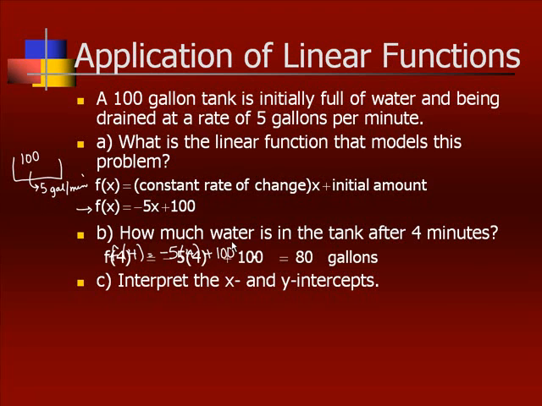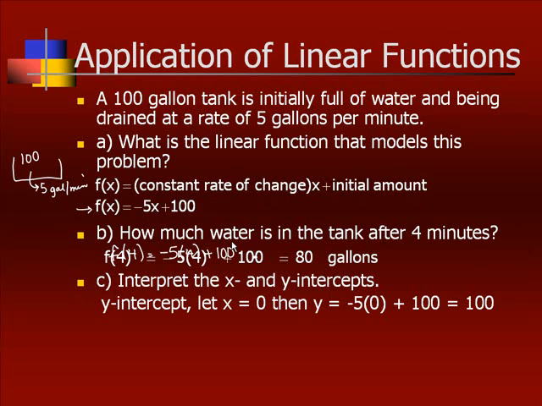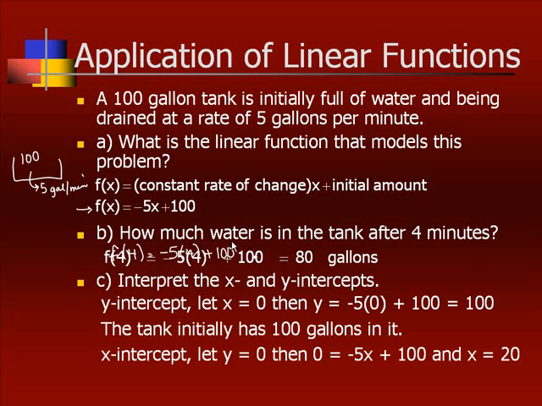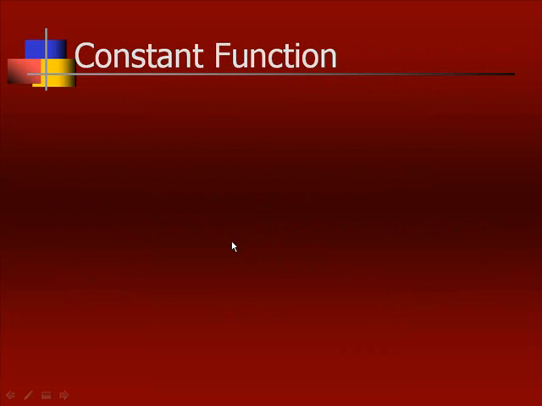Then it says interpret the x- and y-intercepts. Well, remember, to find the y-intercept, we're going to let x be 0, and if we do that, we get 100. That means the tank initially has 100 gallons in it. The x value is 0. No minutes have passed. For the x-intercept, we're going to let y be 0, solving we get x is 20. So what that means is, when there are 0 gallons of water in there, the x value is 20, or the tank takes 20 minutes to empty.